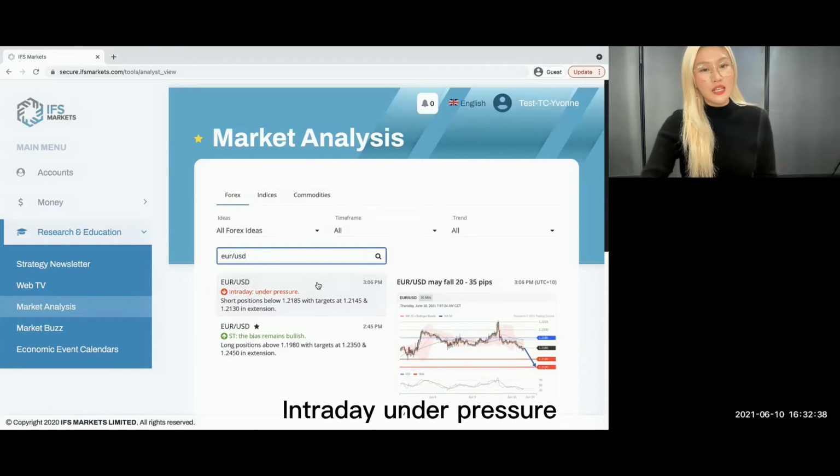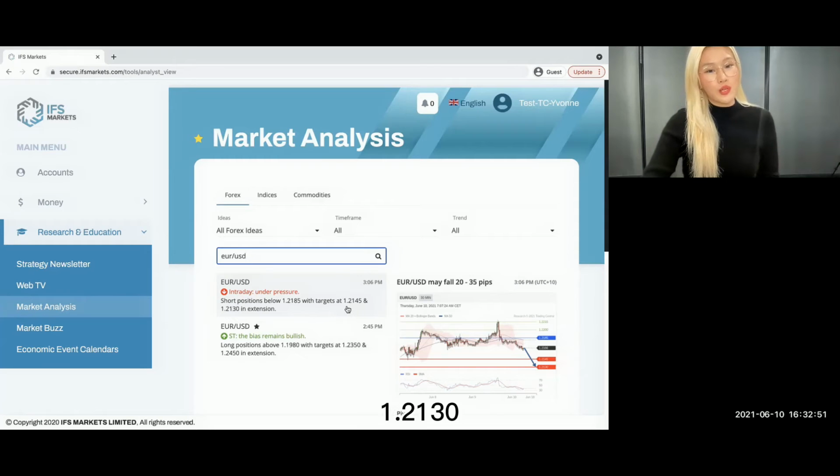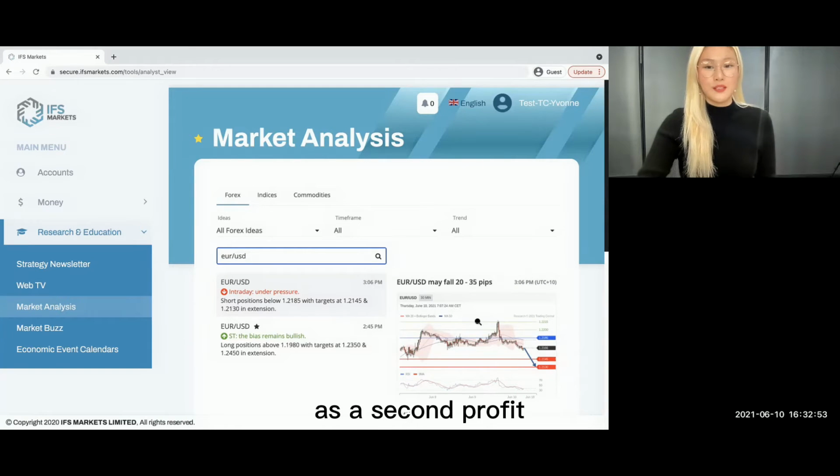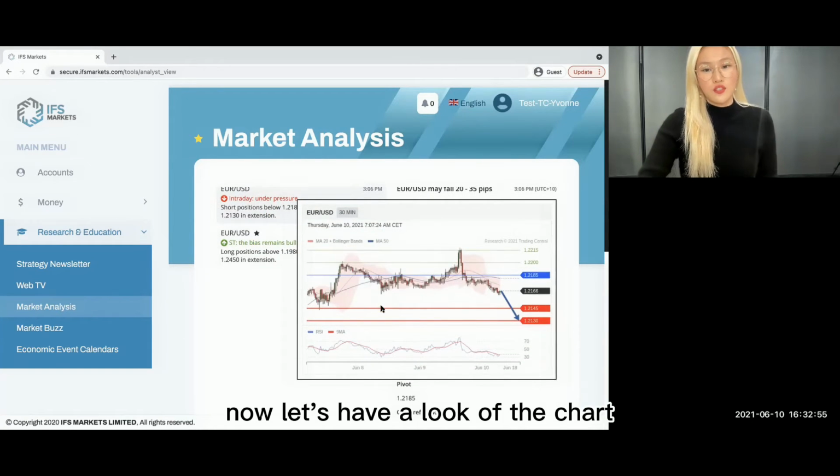They're saying intraday under pressure, the short positions below 1.2185, which is the pivot point, with targets at first profit 1.2145 and 1.2130 as a second profit. Now let's have a look at the chart.